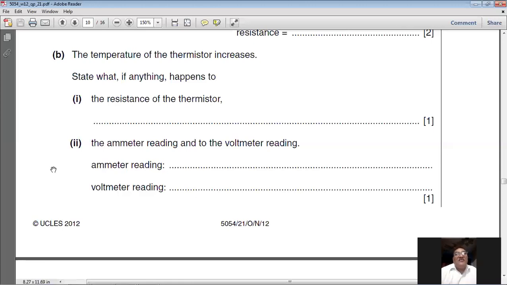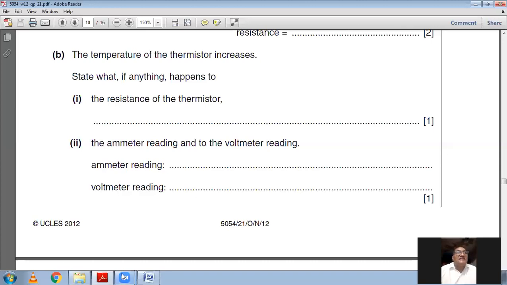Now the voltmeter was connected across the 600 ohm fixed resistor. The reading on the voltmeter will increase because the thermistor resistance has dropped. So the thermistor will consume less voltage. There will be less voltage drop across the thermistor. So the voltage drop across the 600 ohm resistor should increase.